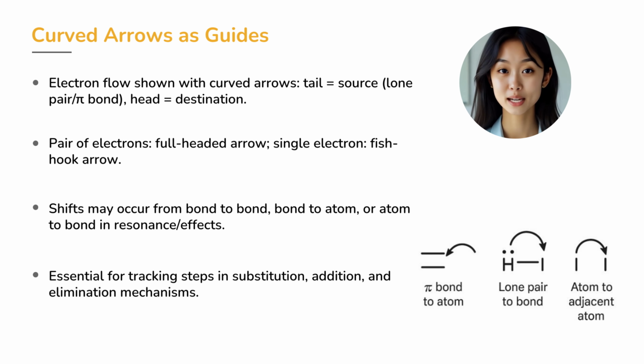These shifts explain why molecules are stabilized, why charges get delocalized, and why some pathways are favored. If you learn to read arrows carefully, you can predict whether the reaction is substitution, addition, or elimination. Remember, arrows don't lie, they reveal the exact journey of electrons inside molecules.